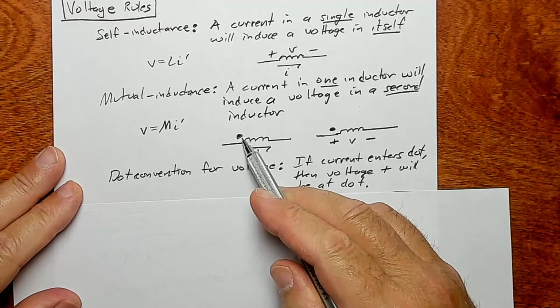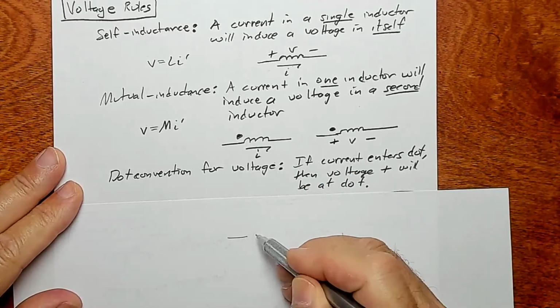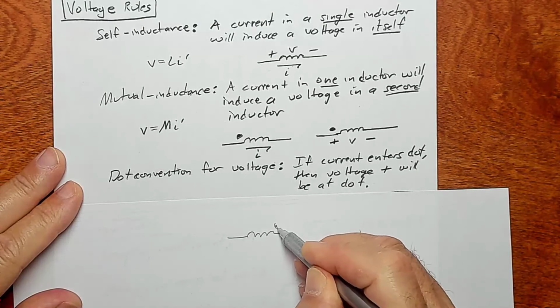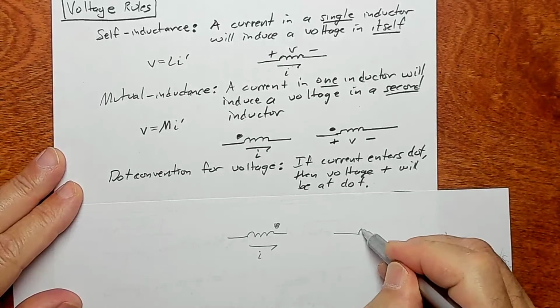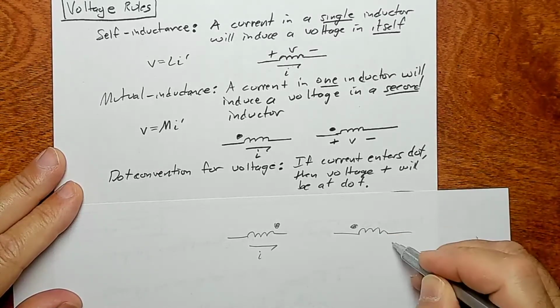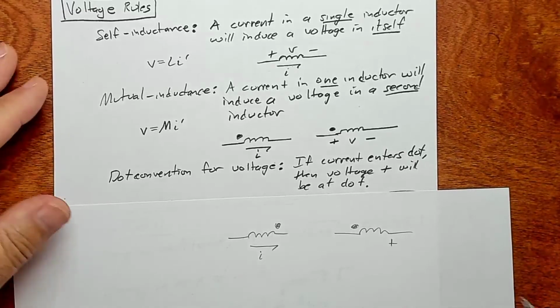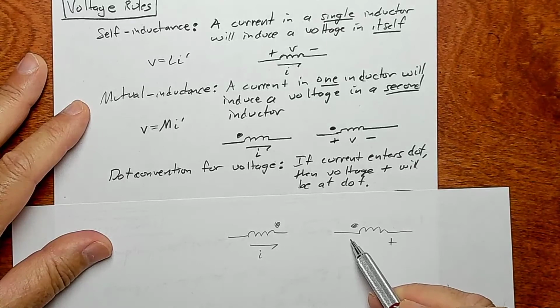There's only one other case. It's either entering the dot or it's not entering the dot. So here it's entering the dot. Let's see if it's not entering the dot. So here, in other words, leaving the dot. So here the current is leaving the dot. So in that case, the positive sign will be away from the dot. And it's still away from the dot. I could move this dot over here, and then I would put the positive over there.